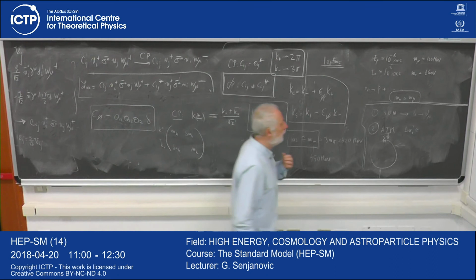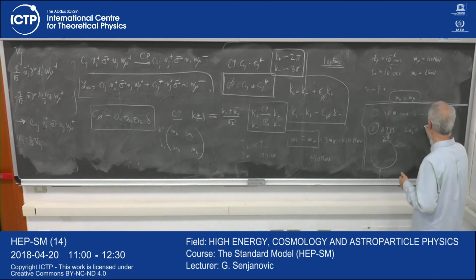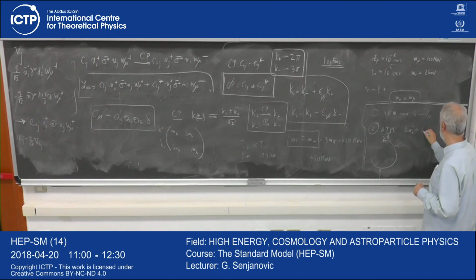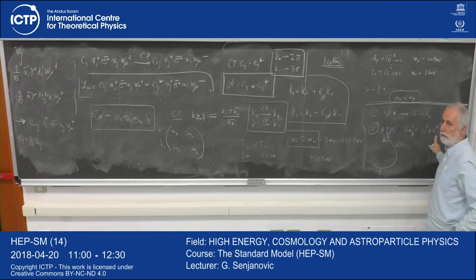0.005. Well, if you tell me in 10 to the minus 3, it's good, you're more precise. 10 to the minus 3 eV squared. This is the atmospheric neutrino mass difference. It's a very small number.